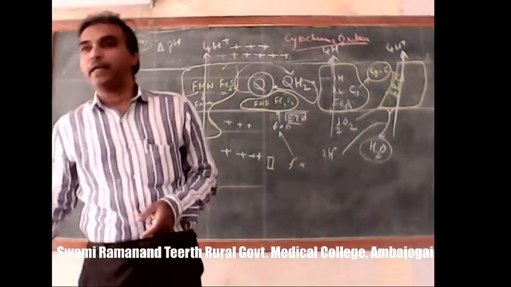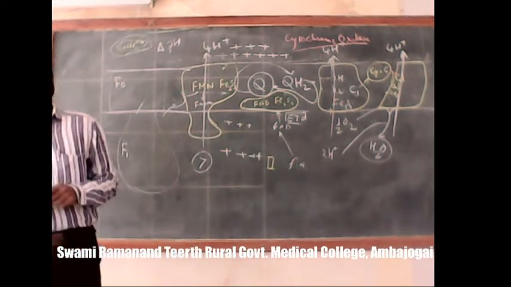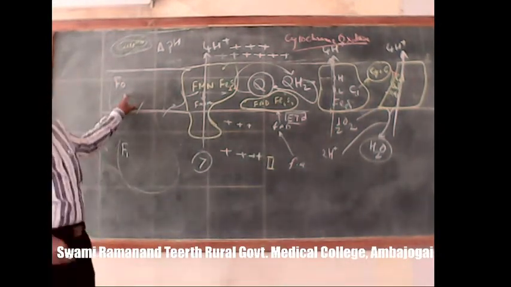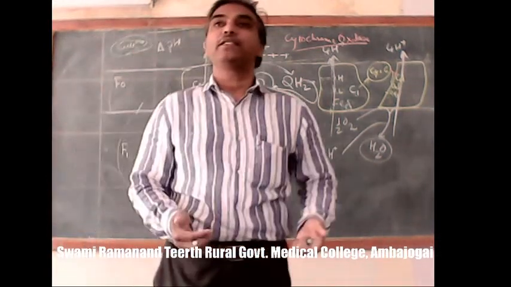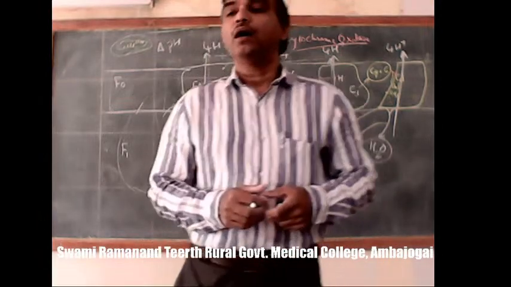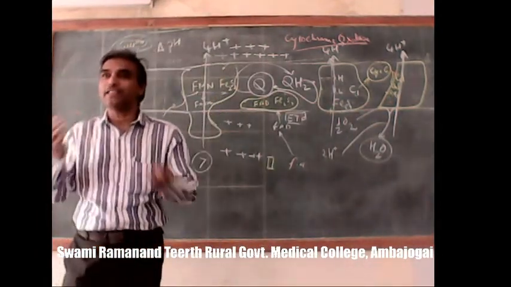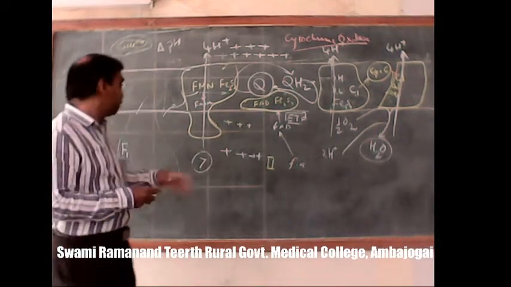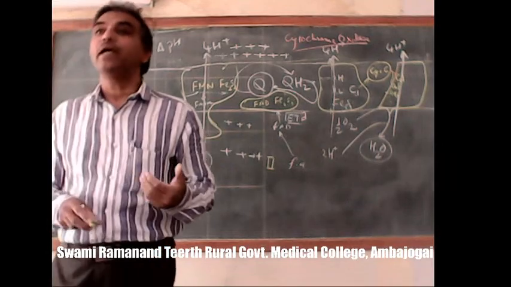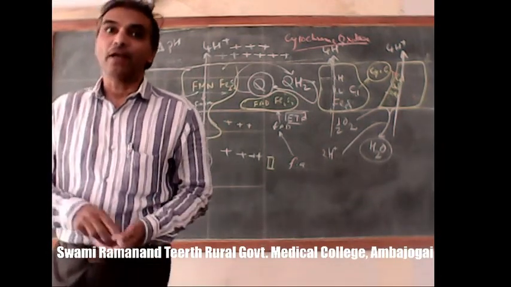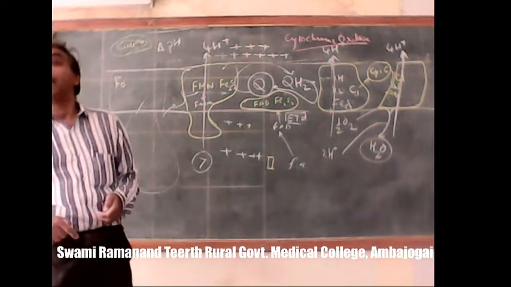F0 and F1 particles make up this ATP synthase. This is called F0 ATPase, and this is called F1 ATPase. F1 ATPase is the more common name because its activity is to hydrolyze ATP. If this part is separated, it will hydrolyze the ATP. That's why the name F1 ATPase is given. And this total complex is called ATP synthase.